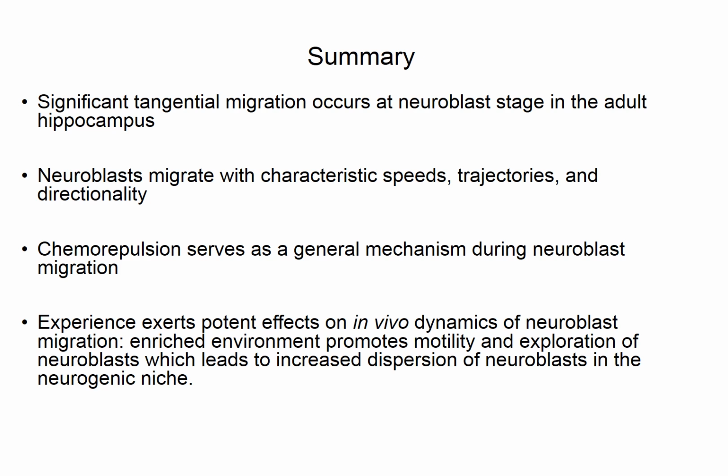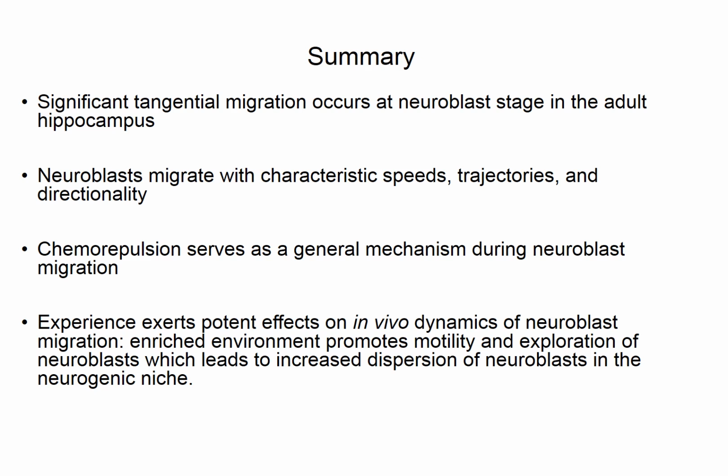So in summary, what I have just told you is there is significant tangential migration at the neuroblast stage in the adult hippocampus. So this has been an uncharted research area. Now we can address this. And also neuroblasts migrate with really characteristic speeds, trajectories, and directional persistence, which is very different from SVZ neuroblast migration.